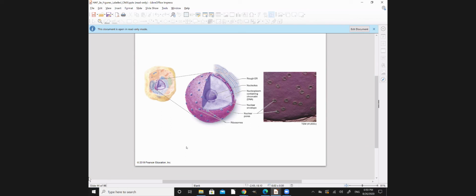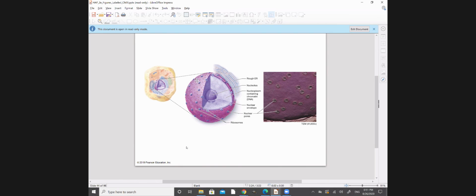What surrounds the nucleus? It's a nuclear envelope, another membrane, and we have the rough endoplasmic reticulum surrounding that. You can see the little bumps. These are our ribosomes embedded there. Again, we are extensively producing the proteins.